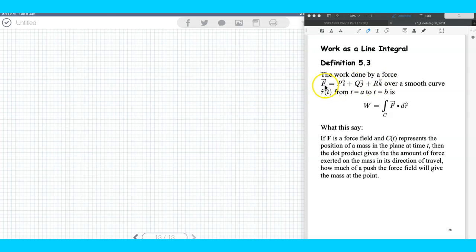if we are given the vector field F over a smooth curve r(t), given by the vector function, t from a to b. So the work done is given by the line integral of F for the given vector field.